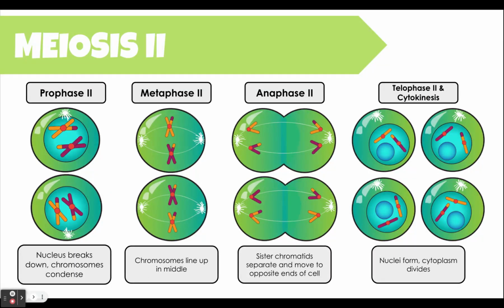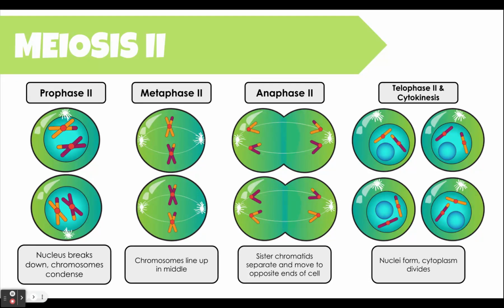So how meiosis 2 works, again, we're going to see the same names here. Prophase II is the first step, where the nuclei of each cell will break down. Those chromosomes are condensed so we can see them. Then we go into metaphase II, which looks very similar to metaphase of mitosis. We have the single chromosomes lining up single file in the middle of the cell.